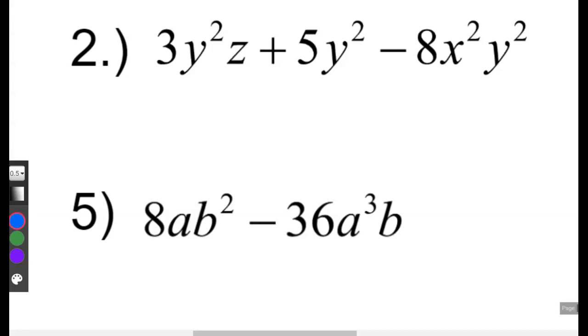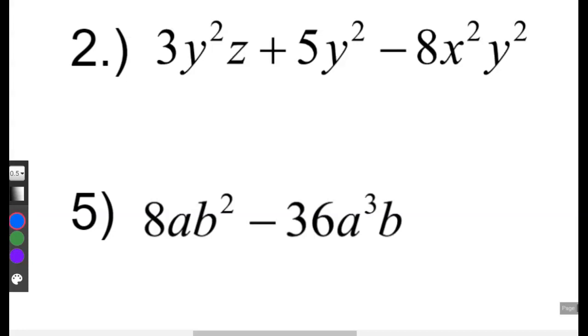So they don't, none of them have the exact same variables, right? On that first term, we have a 3y squared times z. None of the others have a y squared times z. On the second one, we just have a y squared. None of the others just have a y squared. And on the third one, it has an x squared times y squared. None of the rest have x squared times y squared. So we can't combine any of these because they don't have completely like terms.